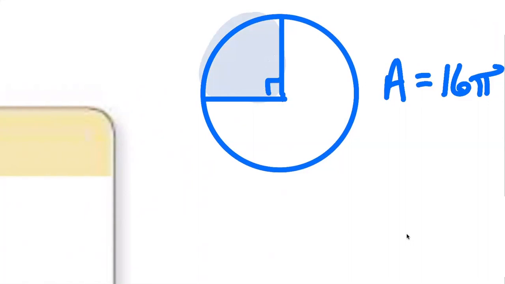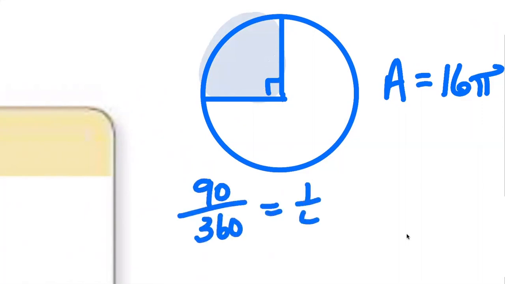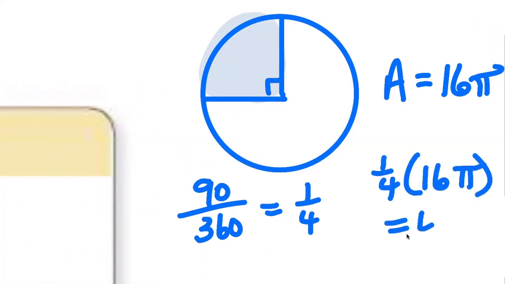How do we know it's a quarter of the circle? Because 90 out of 360 is 1/4 of the circle. So the area that is shaded there is 1/4 of the 16 pi. If you do 1/4 of 16 pi, you're going to get 4 pi.